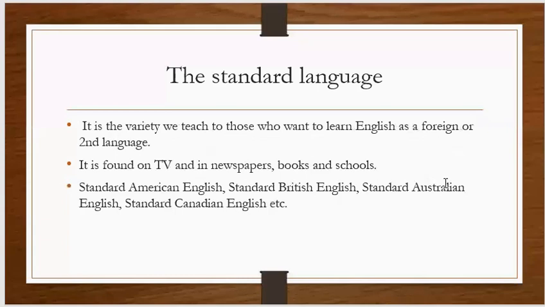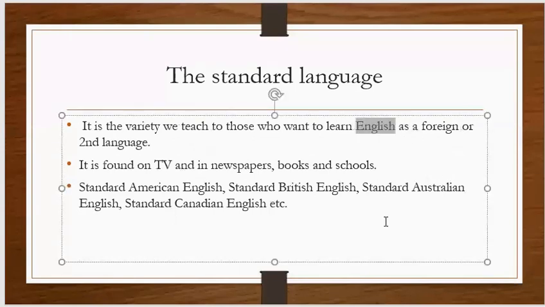Now, it is the variety we teach to those who want to learn English as a foreign language or second language. It's not only about English. Every language has its own standard language. If we are talking about English, whenever we are teaching English, the standard language would be taught to the foreigners or second language learners, right? Similarly, for any other language, whenever someone wants to learn it, the standard language would be taught to them. As I said earlier, this is the language of books and teaching material, which would be used for those interested in learning that particular language.